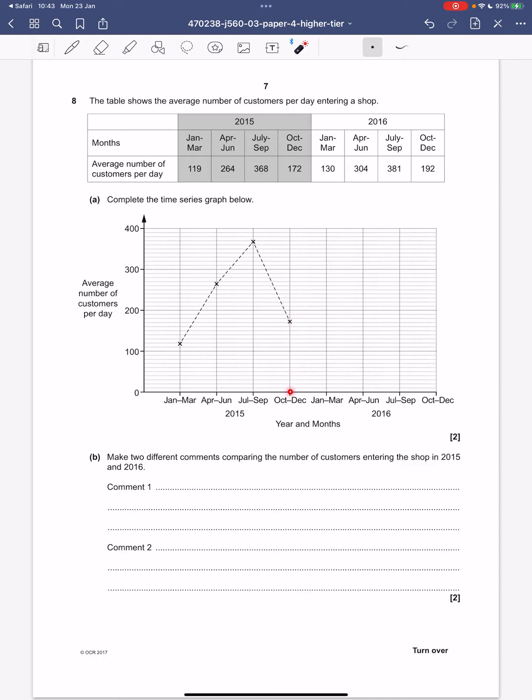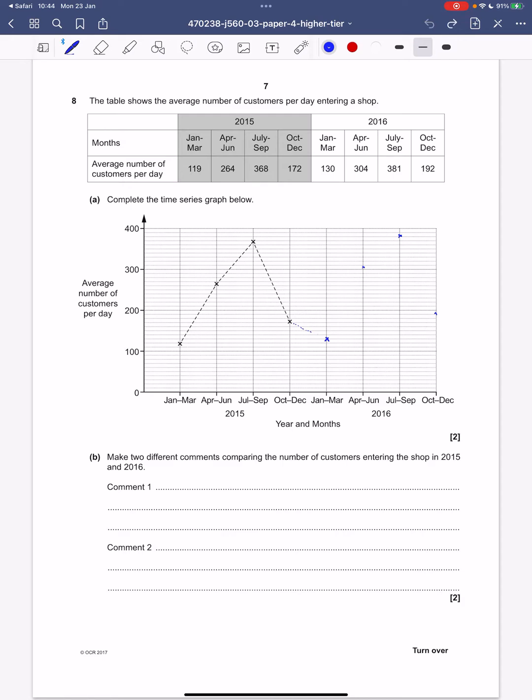October to December says 100, 10, 20, 30, 40, 50, 60, 72. Complete the time series below. I guess put the 216s in. So January to March, 130. 10, 20, 30. April to June, 304. 300's sort of in the middle there. July to September, 381. It's just slightly above that line there. October to December, 192.